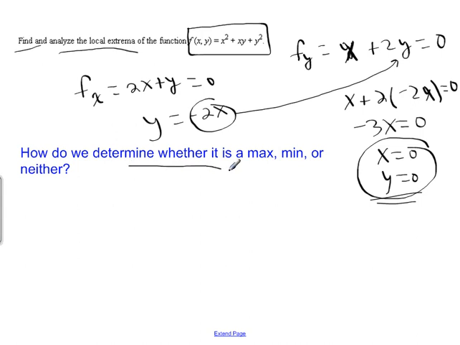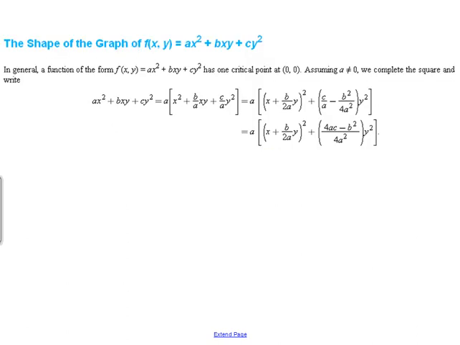But how do we determine whether it's a max, min, or neither? And that's what we're going to talk about right now. So let's think about how we can complete the square of a quadratic equation, a three-dimensional quadratic equation. In general, any quadratic of this form has a critical point at 0, 0, provided that a doesn't equal 0. So what we can do is take our function and factor out an a.